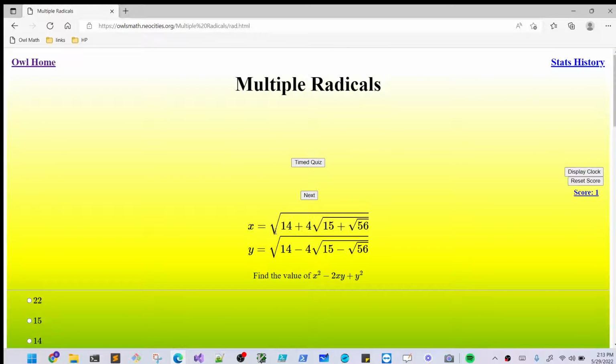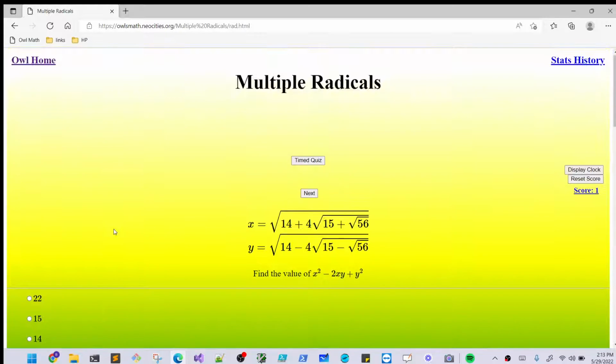Alright, so I have this problem on the board. I haven't done a video in a long time and I wanted to try to do one again. So we have this new quiz, multiple radicals, and we have these two radicals that look really similar. What I want to do is reduce these and find the value of x squared minus 2xy plus y squared. And we have these four options.